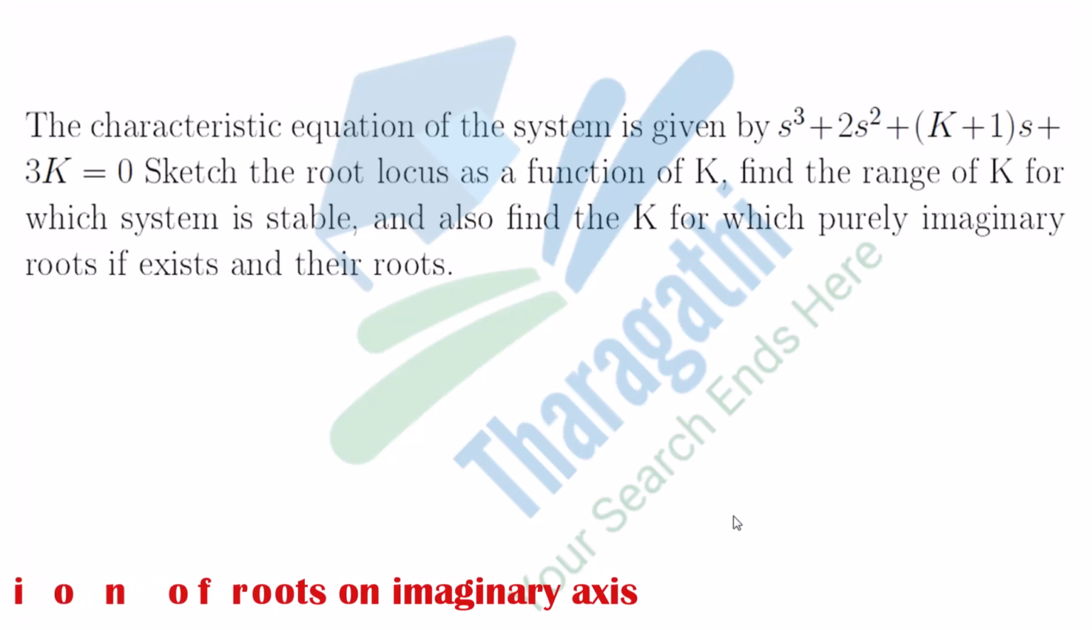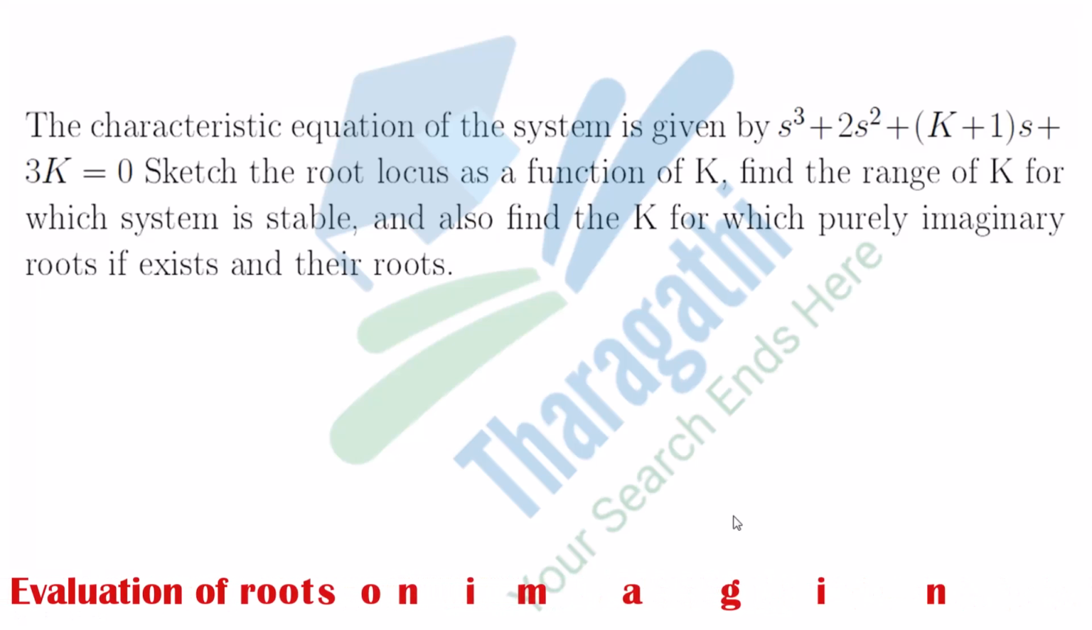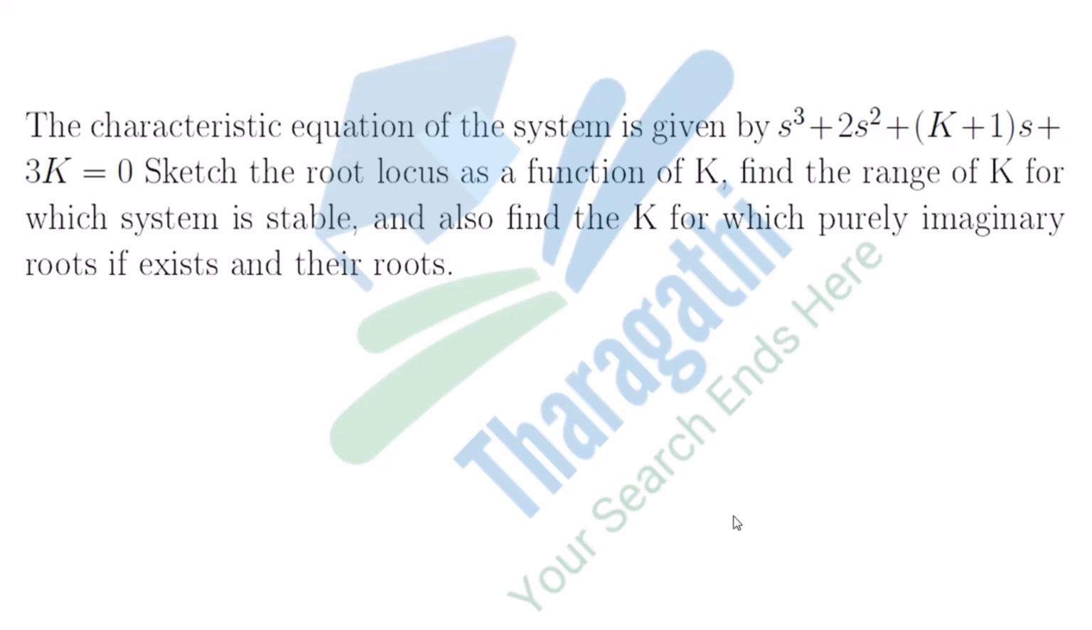Problem. The characteristic equation of the system is given by s cube plus 2s square plus (k plus 1) into s plus 3k equal to 0. Sketch the root locus as a function of k. Find the range of k for which the system is stable, and also find the k for purely imaginary roots, if they exist, and their roots.